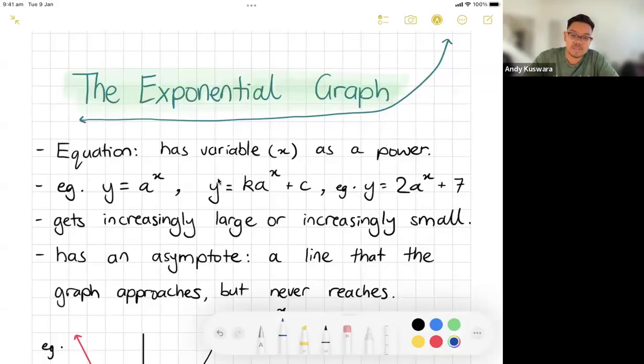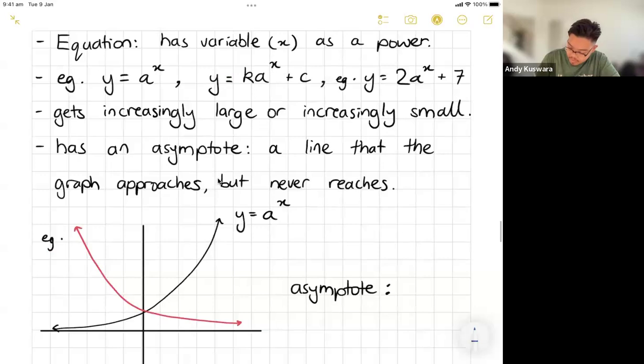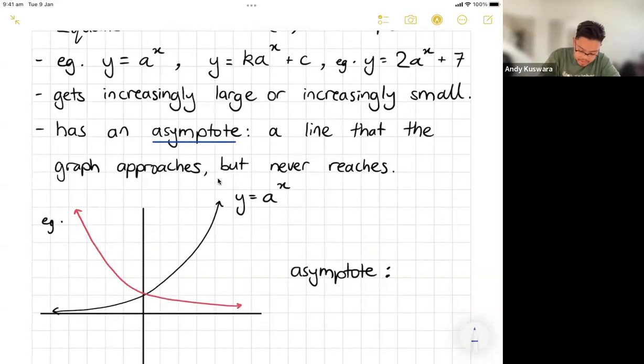And it also has this thing called an asymptote. So I'm going to quickly talk about that. We do have an asymptote, and it's a line that the graph approaches, but it never reaches. In this particular case, your asymptote is right here. You can see here how it gets closer and closer to zero, but it never really hits.